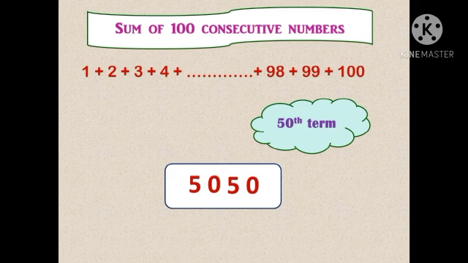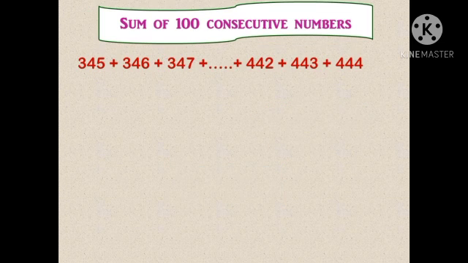So let me repeat it again. If we want to add 100 consecutive numbers, just note down the 50th term in the series and insert another 50 at the end. Then we will get the final answer. Let us solve two more problems. Then we will get a clear idea. So here is one question. The question is 345 plus 346 plus 347 up to 444. Here we have 100 consecutive numbers because the question starts from 345 and ends in 444.